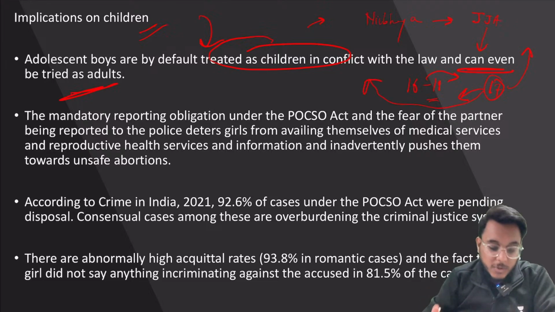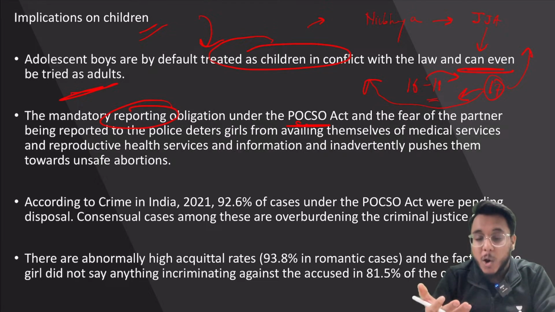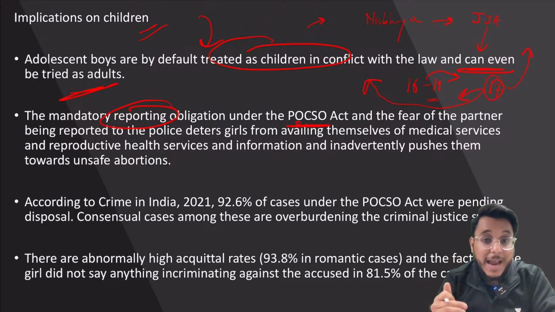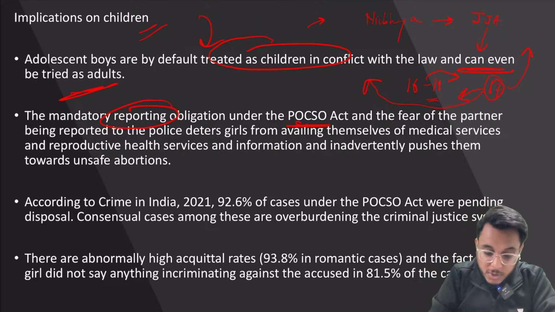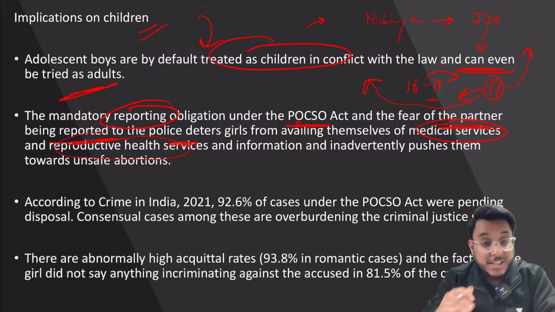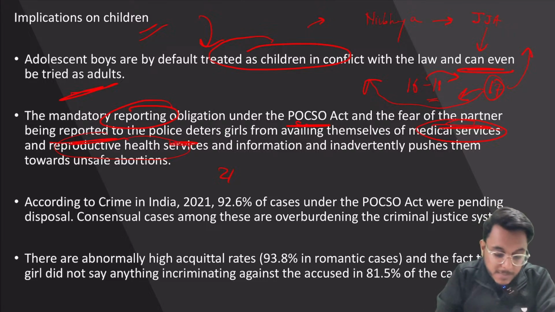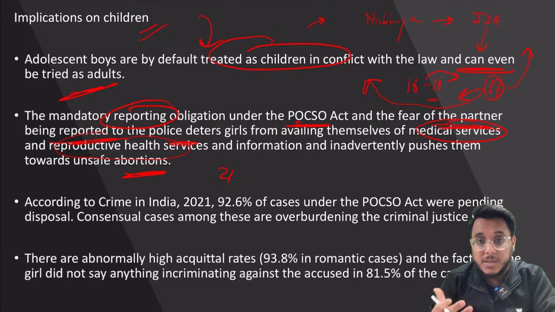Now, understand this, because there is mandatory reporting under the POCSO. If a girl who is less than 18 years of age became pregnant and came to the hospital for an abortion, then mandatorily that has to be reported to the police. And girls, because of the fear of the partner being reported to the police, are not coming for medical services, they are not taking reproductive health services, and it is violating their Article 21, right to health. Moreover, many times they are going for unsafe abortions with untrained practitioners. So this is bringing a very big problem.